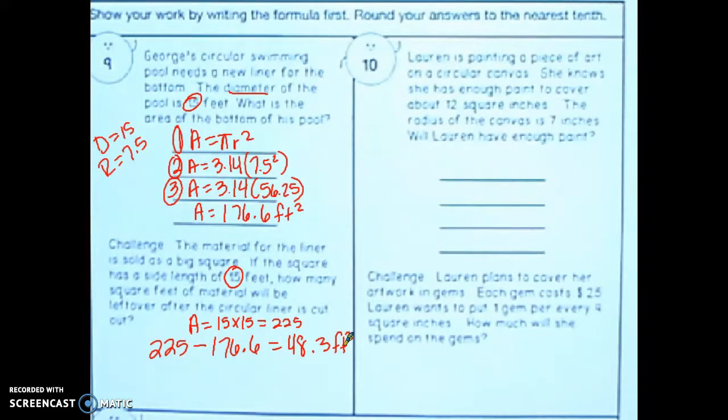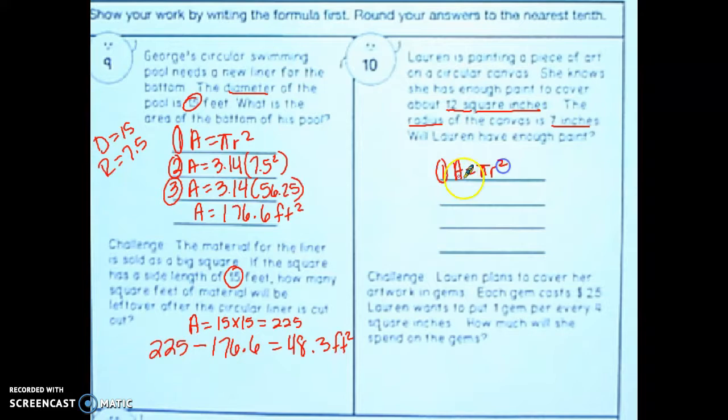Number 10, Lauren is painting a piece of art on a circular canvas. She knows she has enough paint to cover about 120 square inches. The radius of the canvas is 7 inches. Will Lauren have enough paint to cover? So the first thing I'm going to do is see what is the area of this canvas?